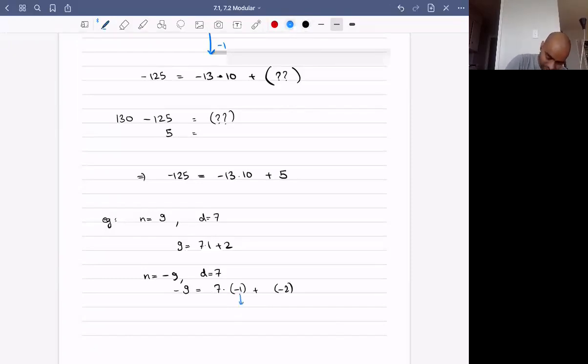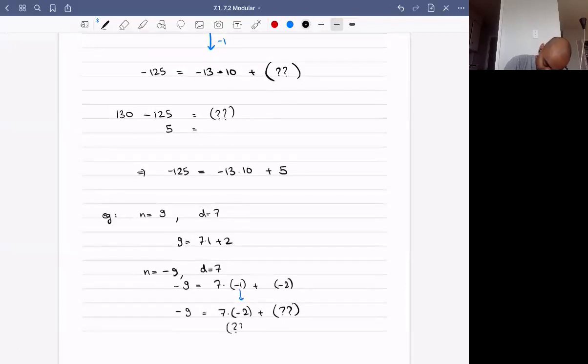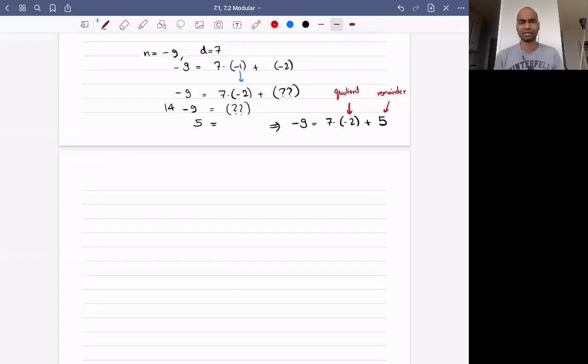Then I shrink the quotient by 1. So I'll get -9 is 7 times -2 plus, now I need to find the new remainder. And so the new remainder is going to be -9, and 7 times 2 is 14. I move it to the other side, and that is -9 plus 14, which is 5. And so I get -9 is 7 times -2 plus 5. And that is my quotient, and this is my remainder. Okay, that was longer than I expected, but it's fine.